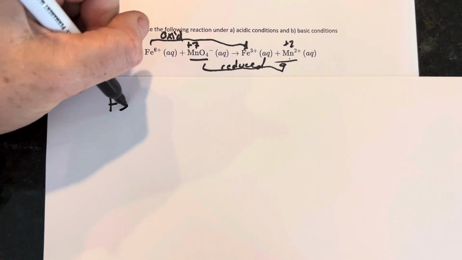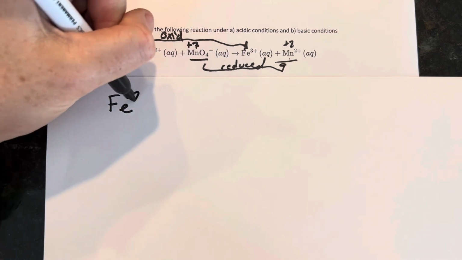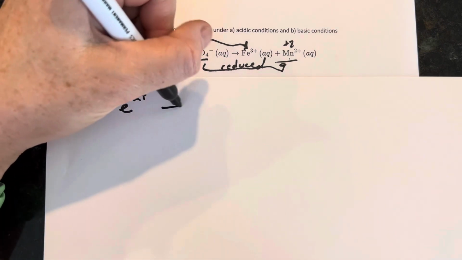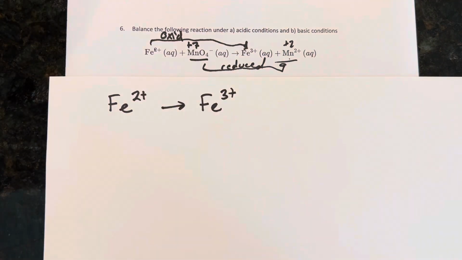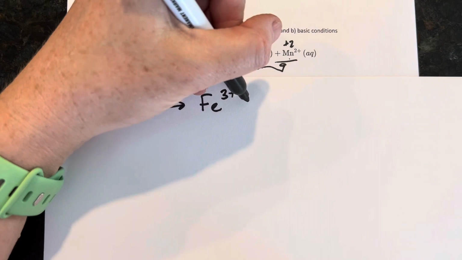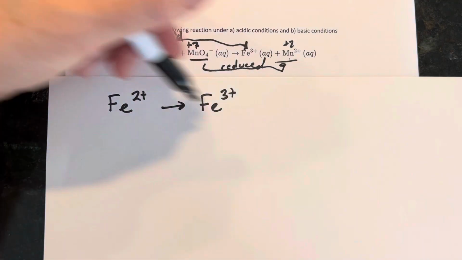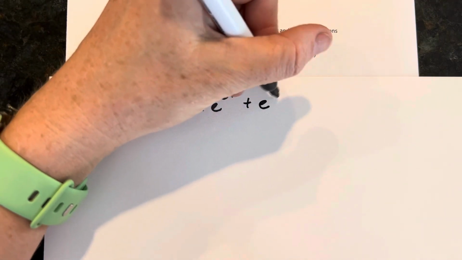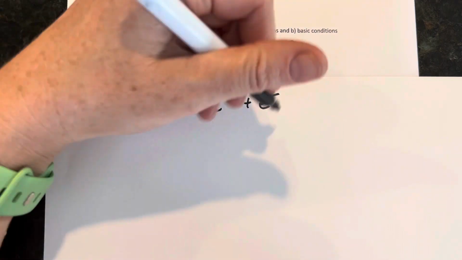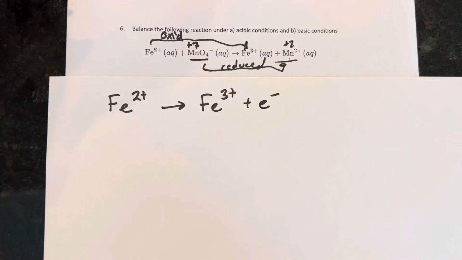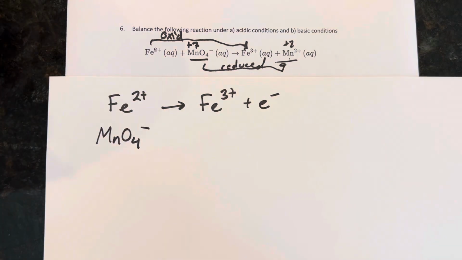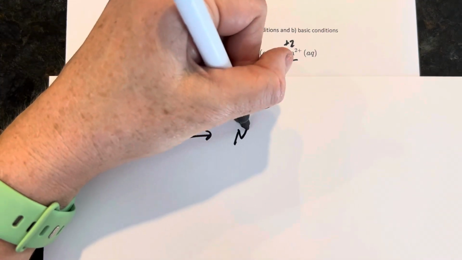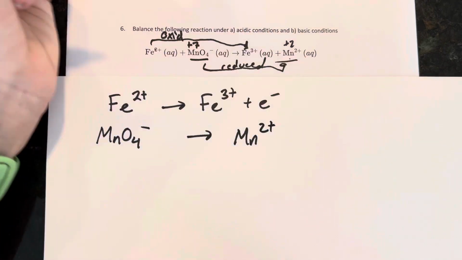I'm not gonna go through this super slowly because there's another video that does it, and that one goes through a little more slowly if you want. All right, so over here I've got a 2+, over here I got a 3+, so I know I need to add a negative over here. Now I have 2+ and 2+ total over here. Now I move on to my permanganate over here, and I'm turning that into Mn2+.